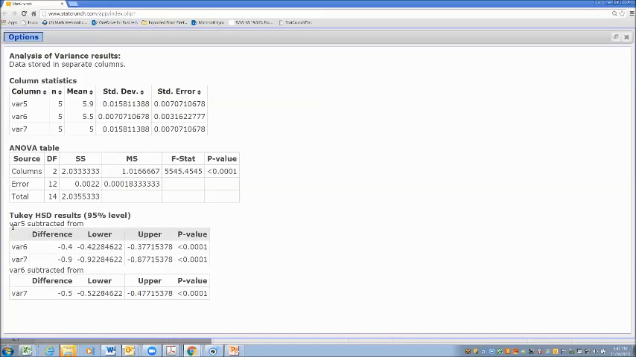So in this case, this confidence interval does not contain 0, so that tells me that what we had in column 5 was different than what we had in column 6. The average from column 5 is different than the average from column 6. In a similar fashion, this interval does not contain 0, so I can say that the average for column 5 was different than the average for column 7. And here, I can say that the average for column 6 is different from the average from column 7 because this does not contain 0.